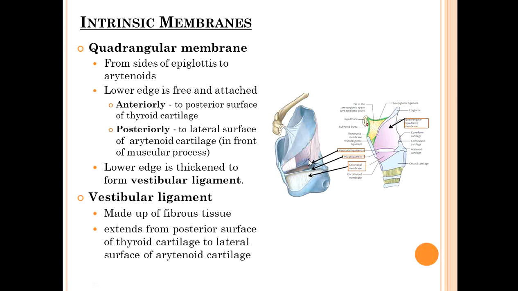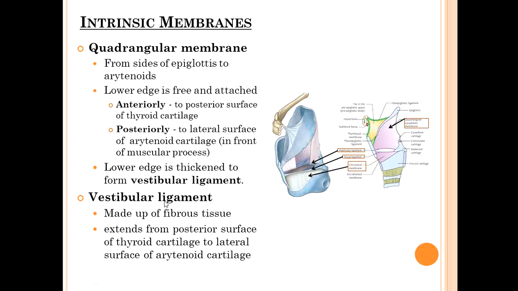Then the second membrane, what you are seeing here, this quadrangular membrane, is arising from the sides of the epiglottis to the arytenoids. Its lower edge is free. Here you can see the lower edge is free, and it is attached anteriorly to the posterior surface of thyroid cartilage and posteriorly to the lateral surface of arytenoid cartilage. The lower edge is thickening to form the vestibular ligament. See, the cricovocal membrane is thickening in the upper part and forming the vocal ligament, and the quadrangular membrane is thickening in the lower part to form the vestibular ligament.